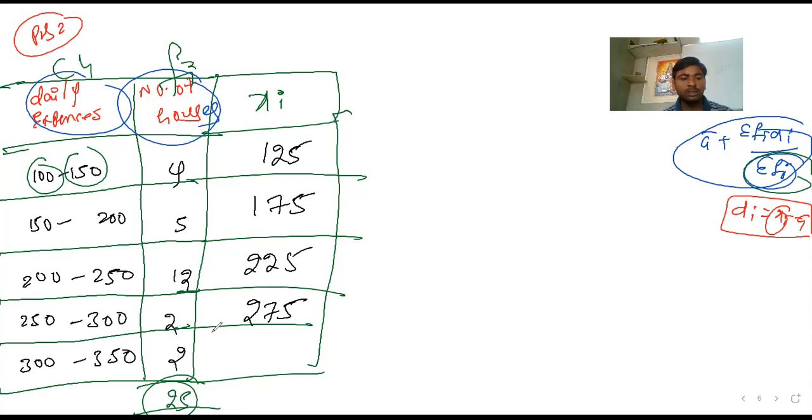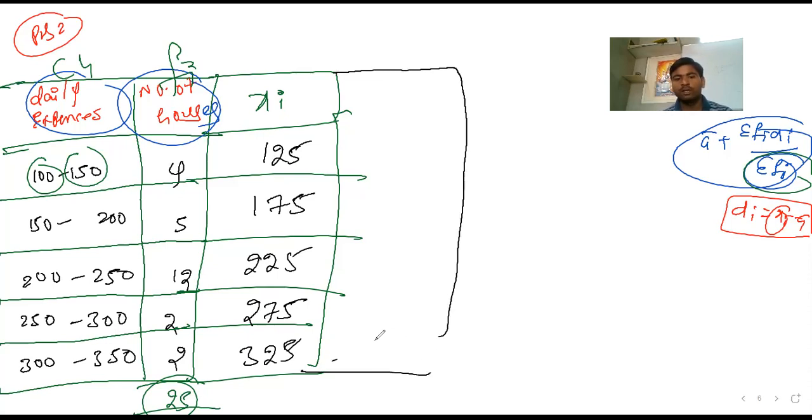Next, how much is it? 350 plus 300. How much is it? The answer is 650. 650 by 2 is 325. So you are going to get the xi value, you got it. I think it's very clear. So this is the class mark for the given data.